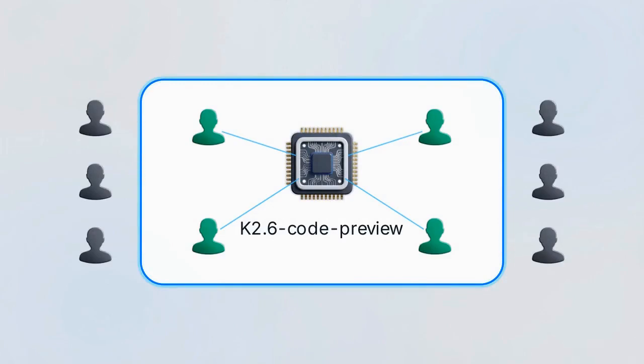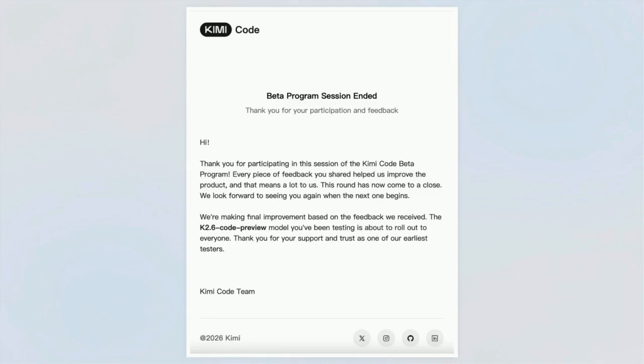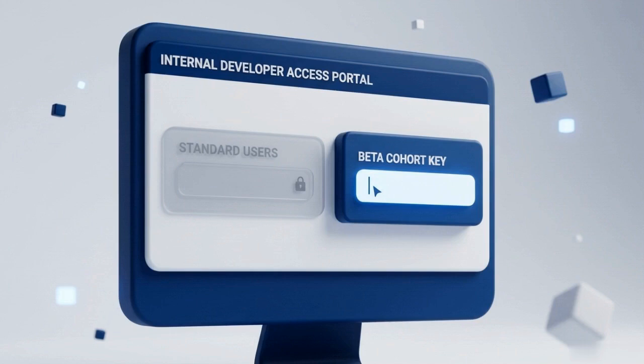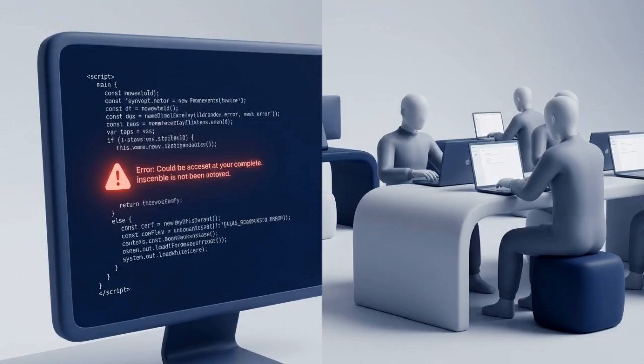We see this containment zone in this official 2026 message. Access was restricted to a cohort participating in this session of the Kimi Code beta program. These earliest testers pushed the K2.6 model beyond laboratory constraints to expose its weaknesses. This restricted access created a mandatory operational quarantine. The engineers required a closed environment to locate the model's breaking points without disrupting a wider user base.